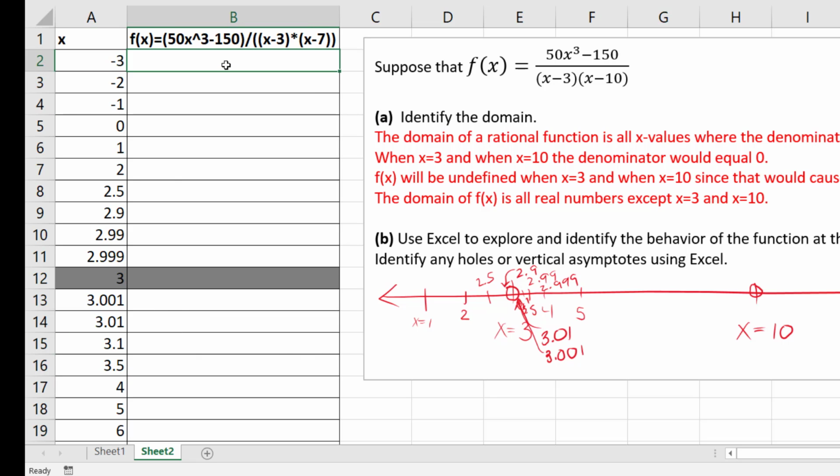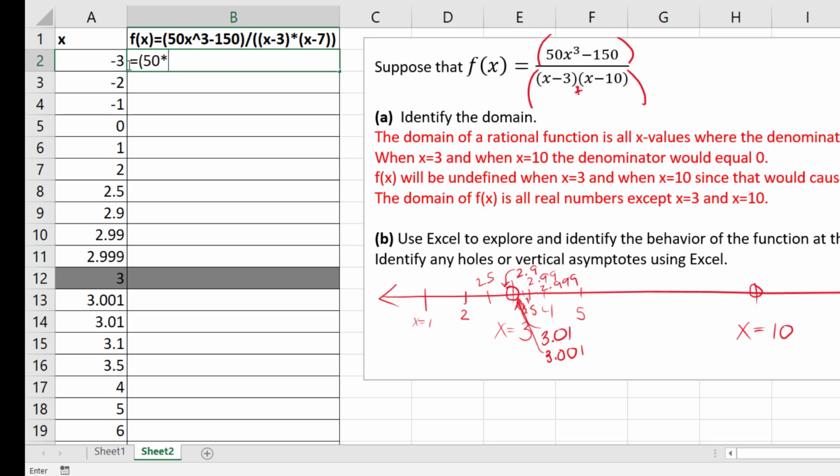I'm now going to define the y value here in Excel. Be careful when you put these functions in Excel. Rational functions, you need to be very careful with your parentheses. When I enter this in Excel, I need to make sure to wrap parentheses around that numerator, and I need to wrap parentheses around this entire denominator, and don't forget that multiplication sign in between the x minus 3 and x minus 10. So here we go. I have equals parentheses around the numerator.